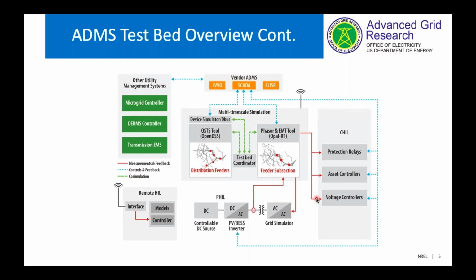We can connect both controller hardware, such as protection relays, voltage regulator controllers, etc. We can also connect power hardware through power hardware in the loop. Very common for us here at NREL is a PV or a battery inverter that needs both an AC supply emulating the grid connection and a DC source emulating either PV panels or the battery system. So that's the simulation and hardware pieces.